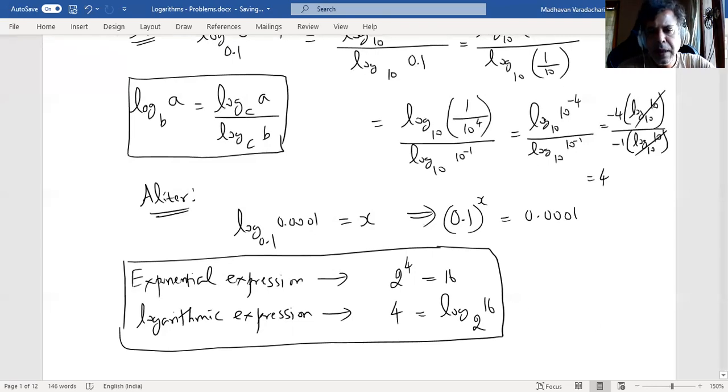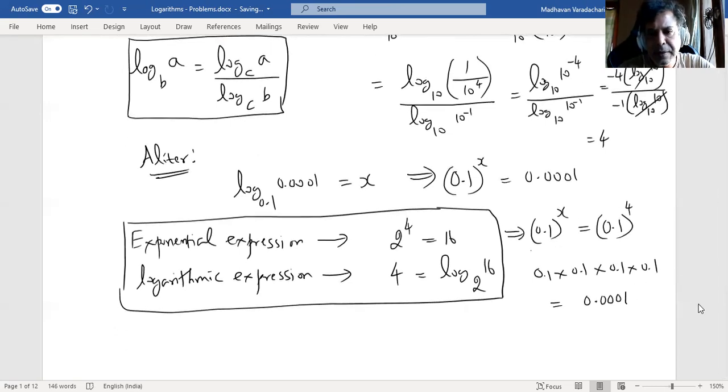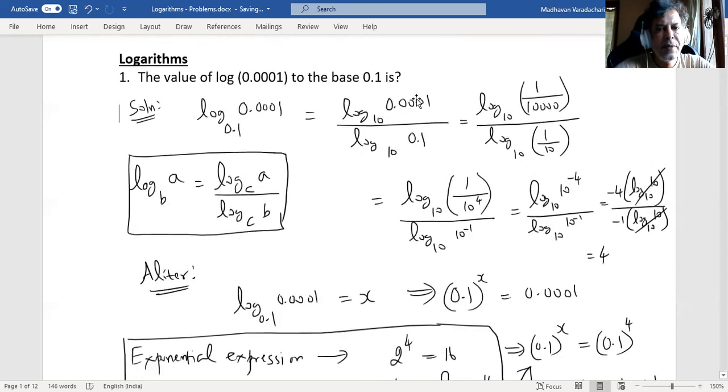Now I can rewrite it as 0.1 to the power of x, which is equal to 0.1 to the power of 4. Why did I write like this? Because if I multiply 0.1 four times, I will have 4 decimal places. That is the result. That is why x is equal to 4. This implies x is 4 because the base is common. So you can use any way, this way or this way, to solve this particular problem, right?